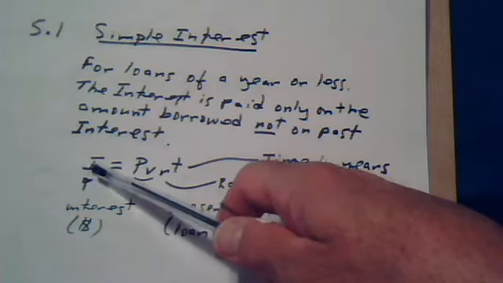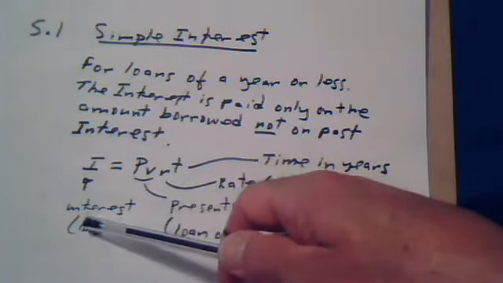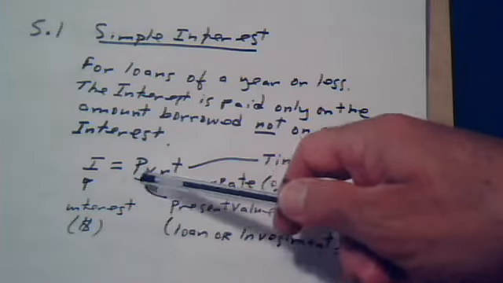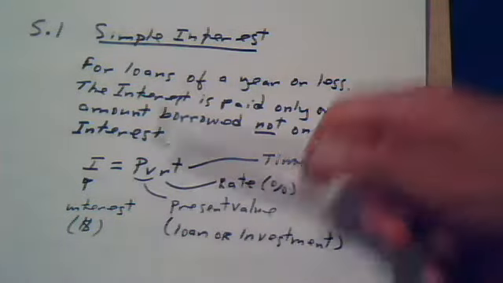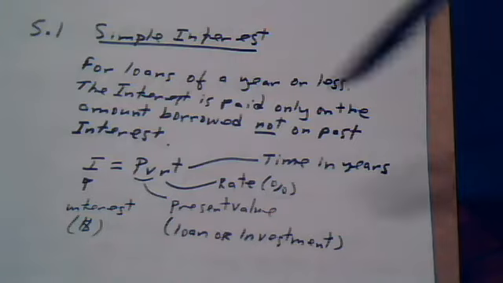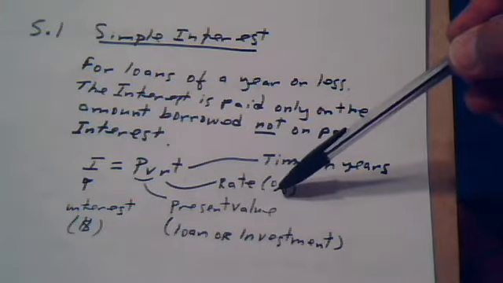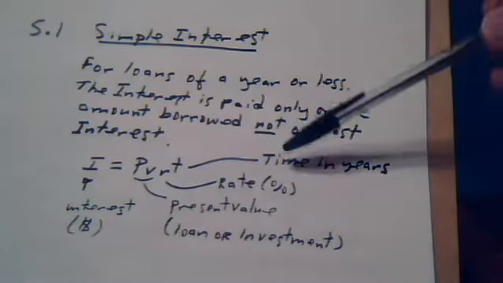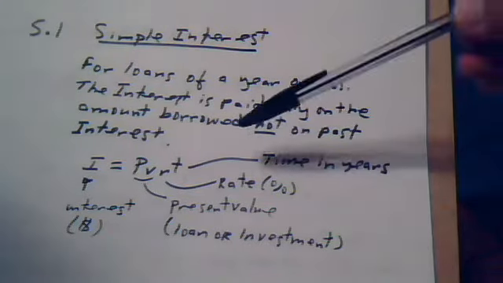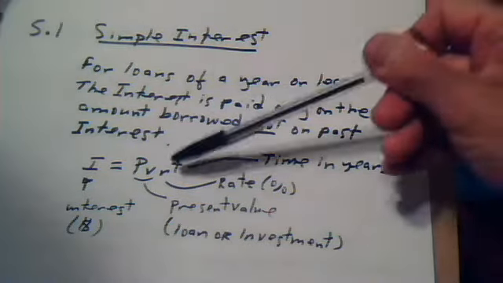This is the formula for simple interest. I, which is interest, is money. PV is present value. This would be the loan or the investment amount. R is easy to identify. That's the rate, the percent number. And time has to be in years. When you're working with money, time is in years.